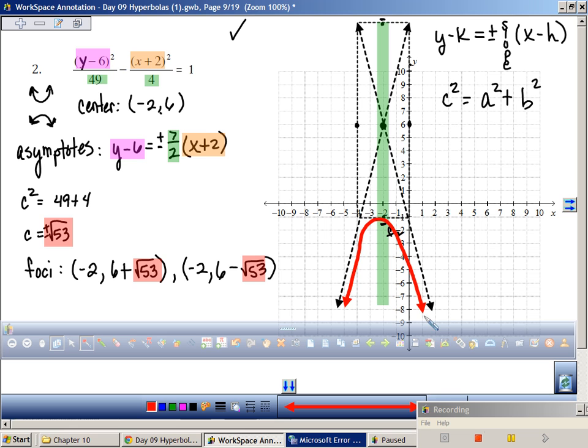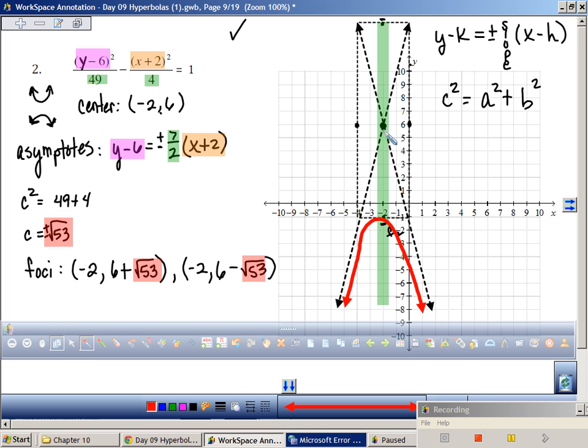Kind of cool, huh? So to me, this is your hardest part here. We'll do more. It takes practice. Because this is your center, here and here, -2, 6, -2, 6. So the way to find your foci is to go to your center and then go up root 53 and down root 53.